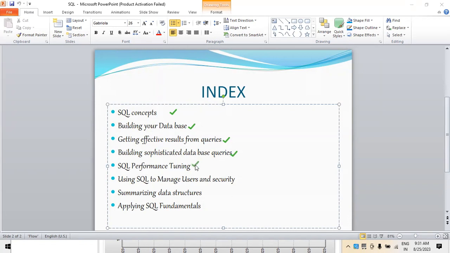Next, the fifth part, which I'm going to cover, is SQL performance tuning, where we must know about indexes, right? So creation of an index and how to alter it, how to drop the indexes, right? So all these things will be explained in this performance tuning.